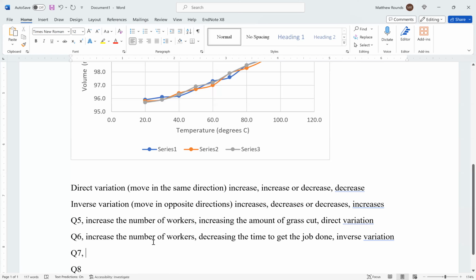I see. So we'll try another one here. Discuss the relationship between how fast you drive and how long it takes you to arrive at your destination. Increasing the speed, does that increase the time or decrease the time to get there? It decreases the time. Okay, so which type of relationship is that?